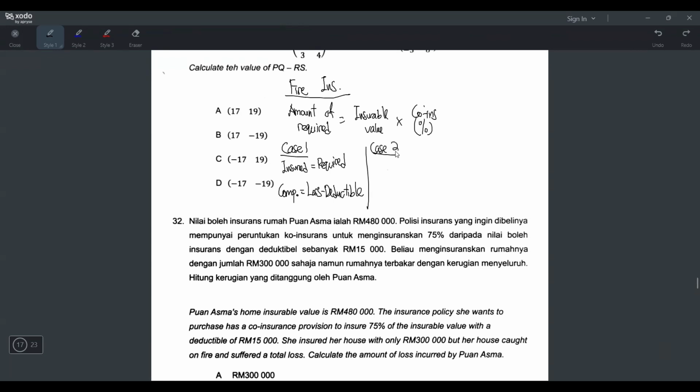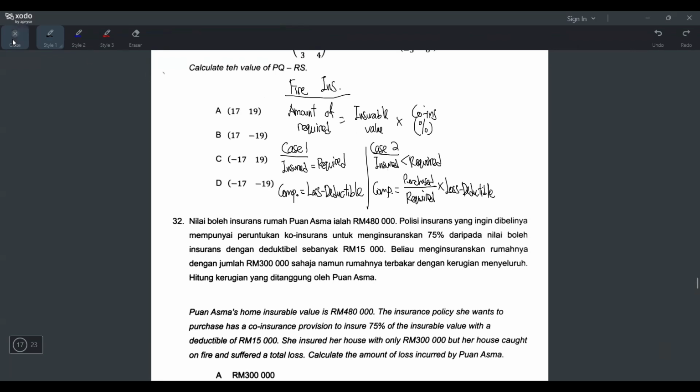But what is case 2? Case 2 is when your insured value, the amount already bought, is less than the amount that should be bought. So the insured value is less than the required amount. Then the compensation formula will be, you take the insurance purchased over the required amount, because you purchase less than the required. That's why the purchase you have to make into a fraction like this, and then times the loss minus deductible. This is the formula for case 2.